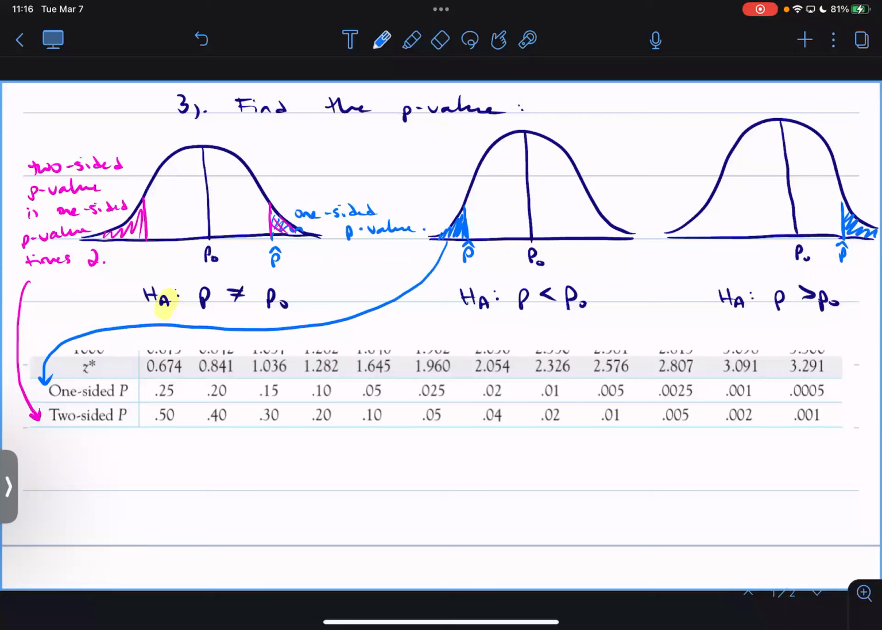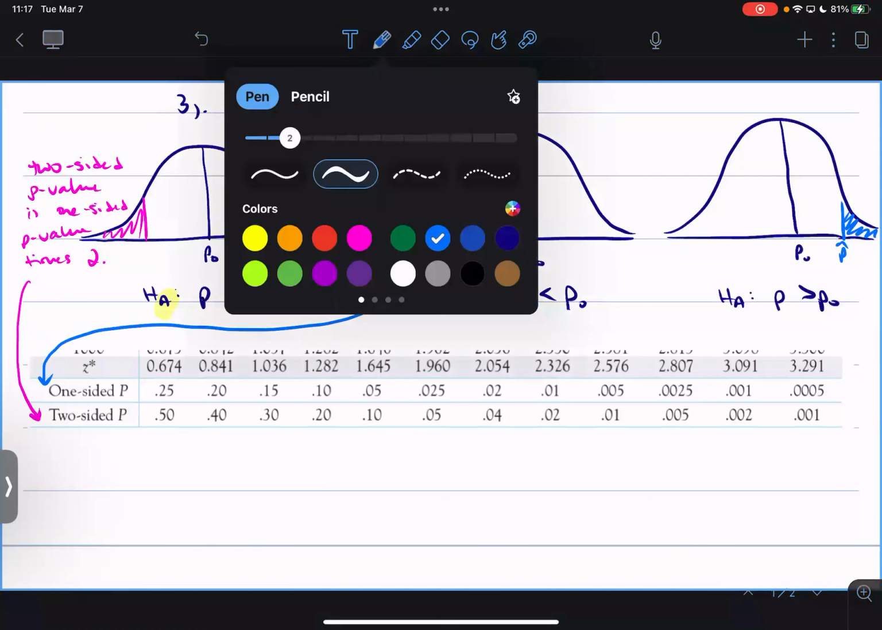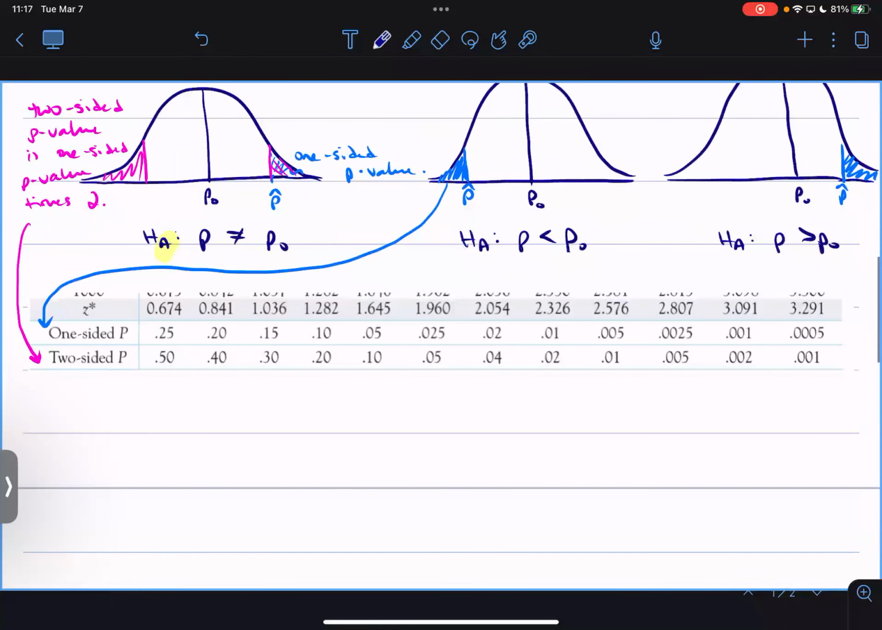And then, of course, you can use software to find the actual values, right? But using the table, on the quiz and on the final exam, you'll just have to give me a range for the values. Okay. But using that range, you'll be able to do step 4, which is your conclusion.